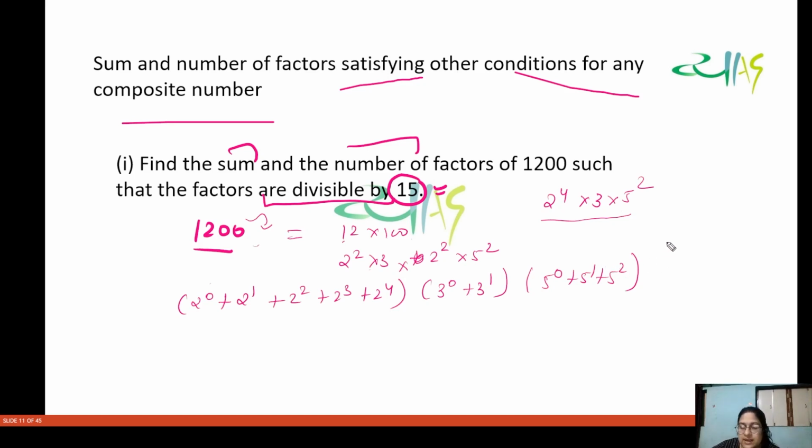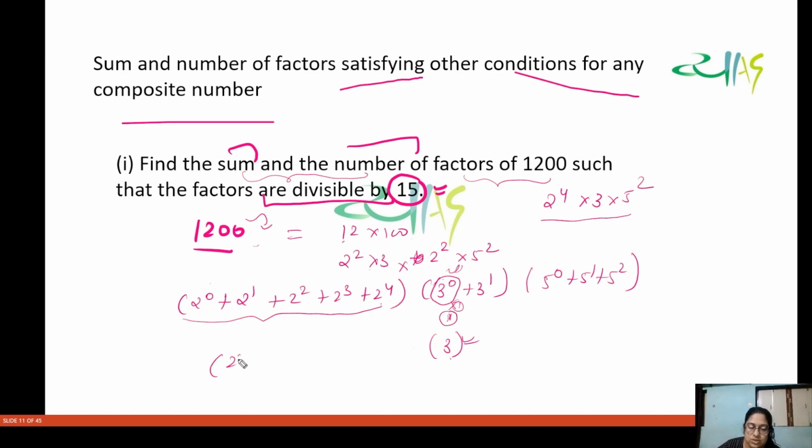Now see, it is saying find the sum and number of factors of 1200 such that the factors are divisible by 15. Now see, keep this intact, because this is all about twos. I will just remove this from here, because all the numbers that are not a factor of 3 will come from here. So I remove this from here. Now everybody is going to be multiplied by this 3. Nobody is going to be multiplied by this one. So all will become multiples of 3.